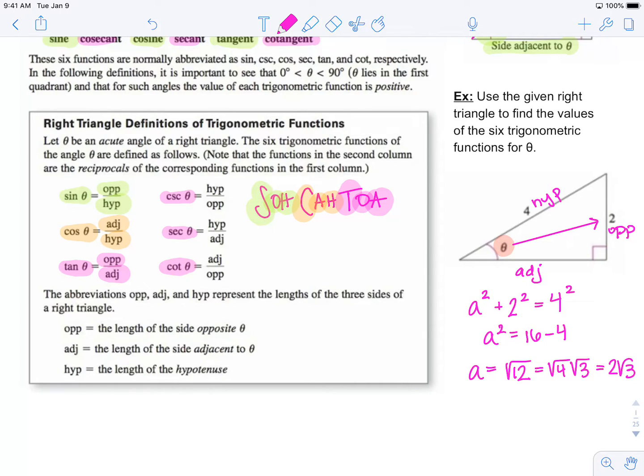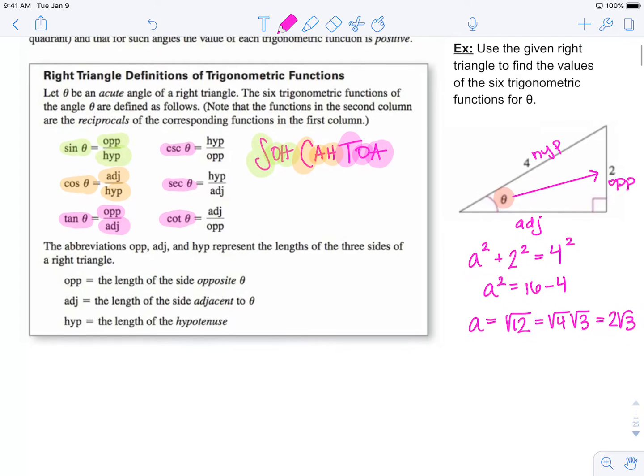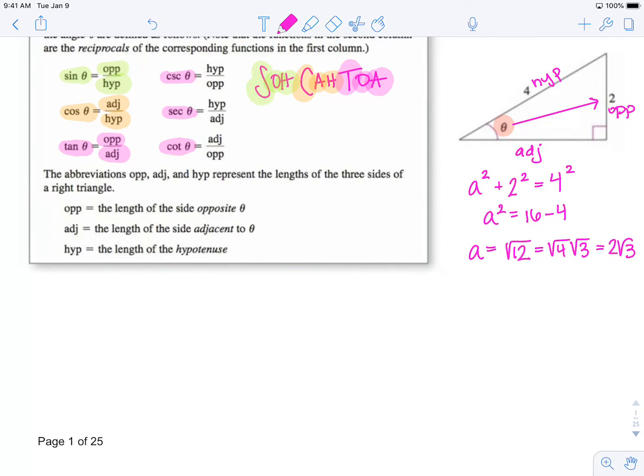So now that we have our opposite, our adjacent, and our hypotenuse, we can find our 6 trig ratios. So sine theta is opposite over hypotenuse. Our opposite side is 2, our hypotenuse is 4, and that simplifies to be 1/2. Cosine theta is adjacent over hypotenuse. Our adjacent side is 2 square root 3, and our hypotenuse is 4, and that simplifies to be square root 3 over 2.